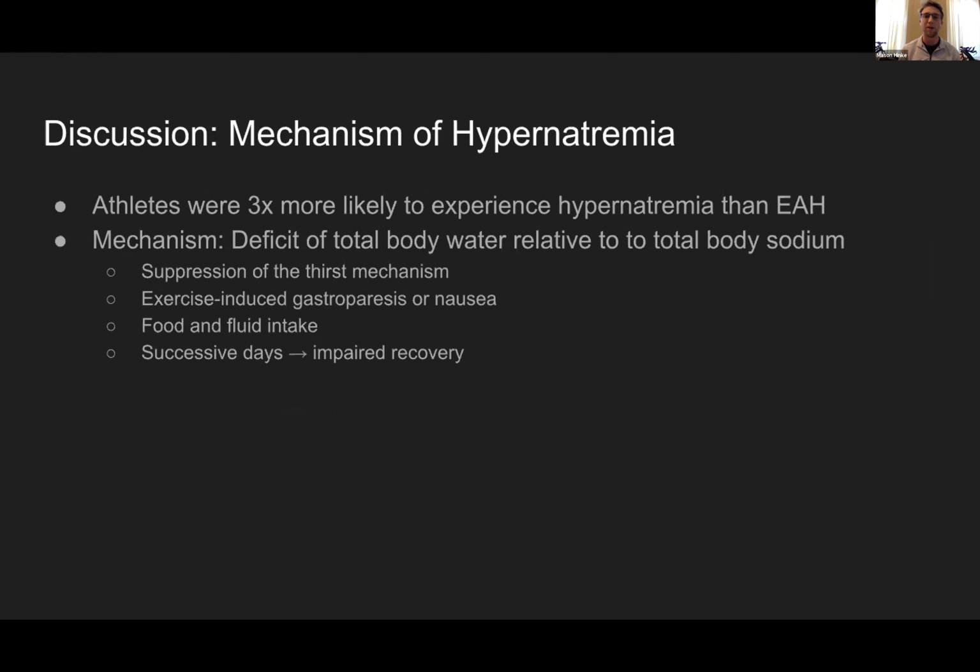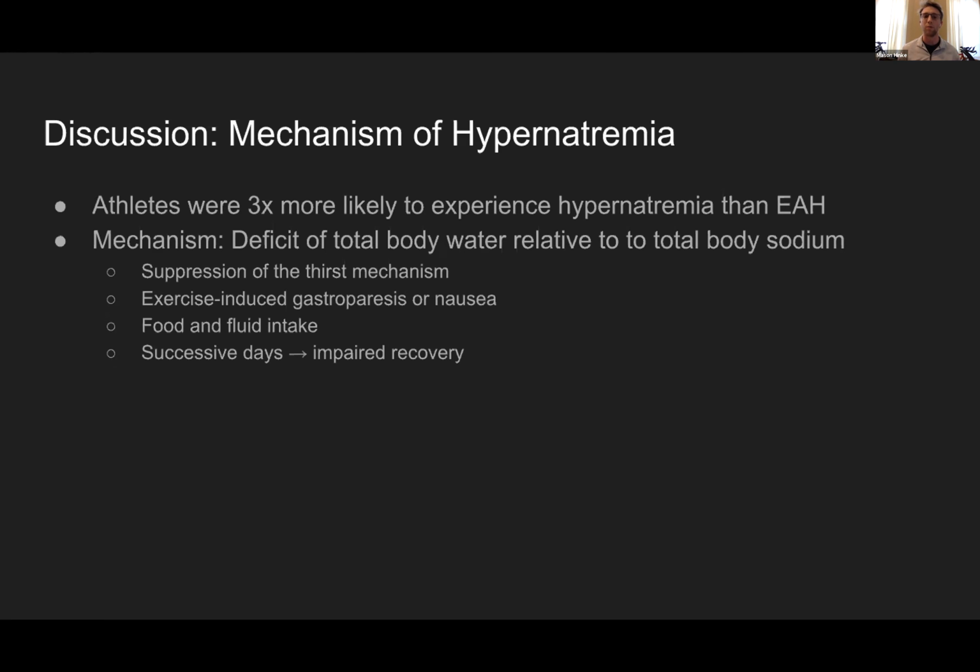The mechanism behind hypernatremia is a little complex. However, it all relates back to this underlying idea that there is a deficit in total body water compared to our total body sodium. So a few of the proposed factors that the researchers mentioned were, increased exercise leads to a suppression of the thirst mechanism. We get exercise-induced gastroparesis, which leads to more ion absorption, and nausea leading to more absorption too.